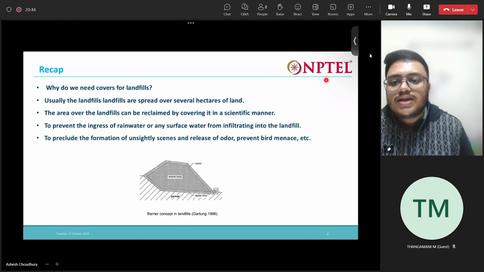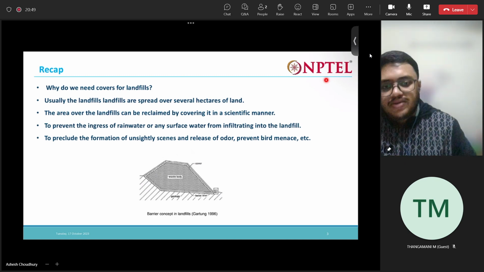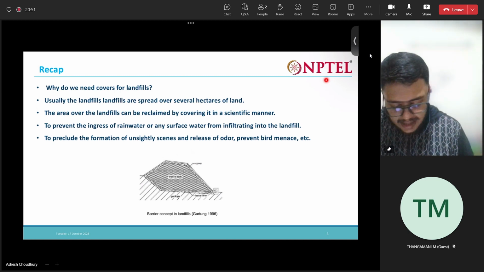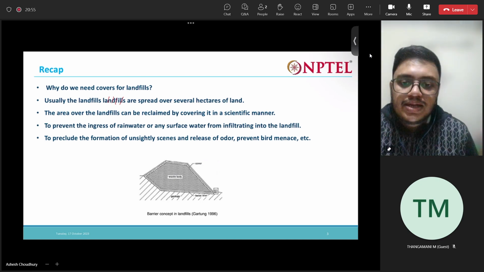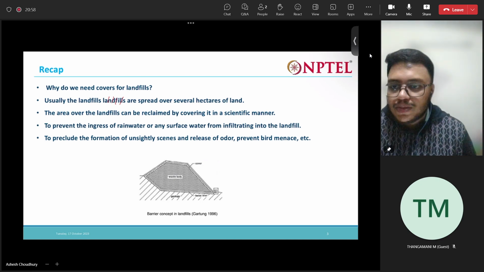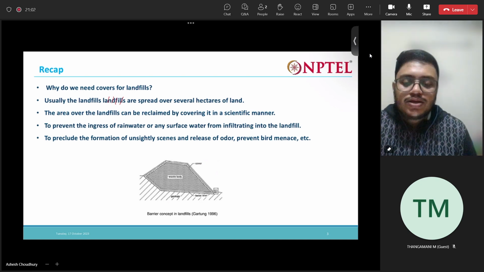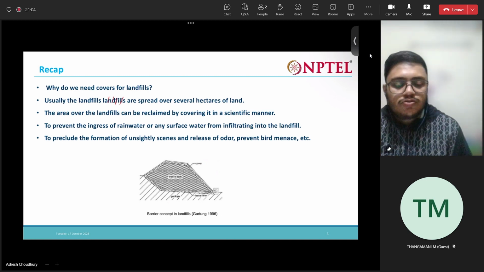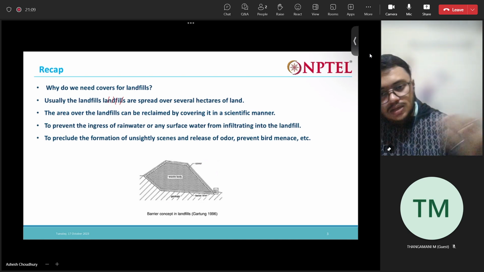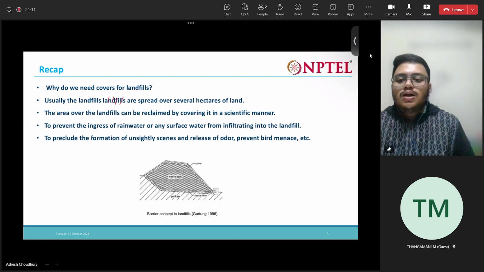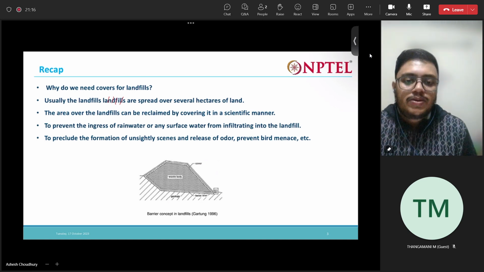So why do you need a cover for landfills? Usually the landfills are spread over several hectares of land. The area over the landfills can be reclaimed by covering it in a scientific manner to prevent the ingress of rainwater or any surface water. So this cover prevents the entry of water or any other surface water into the waste. Also, it precludes the formation of unsightly scenes and release of odour, and prevents bird menace.